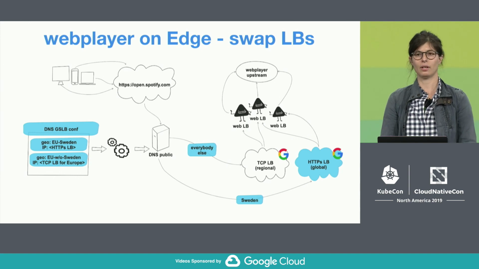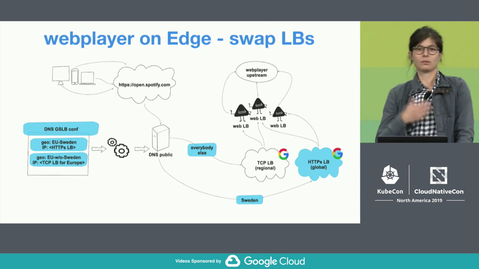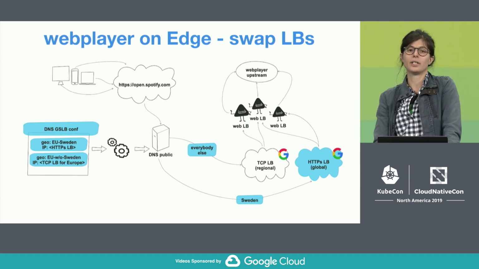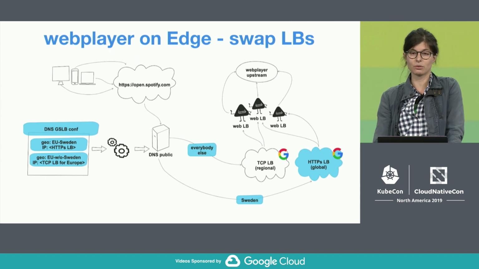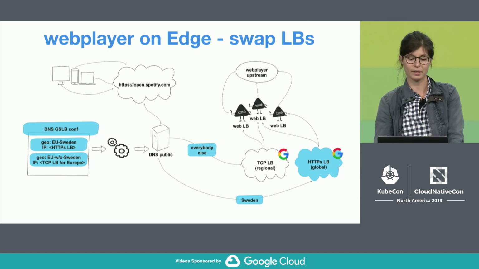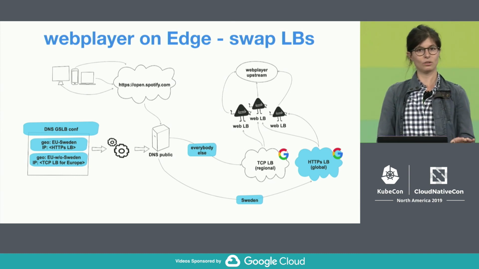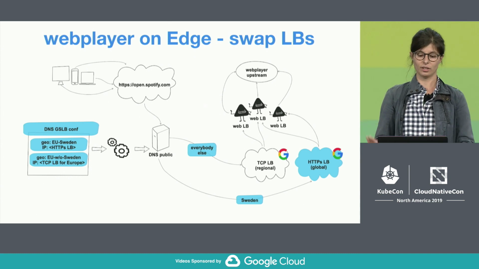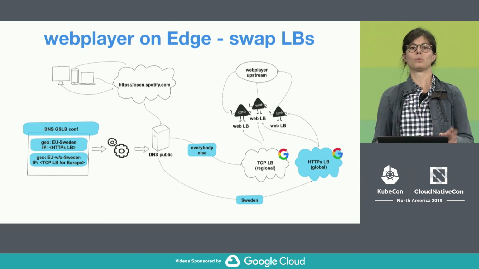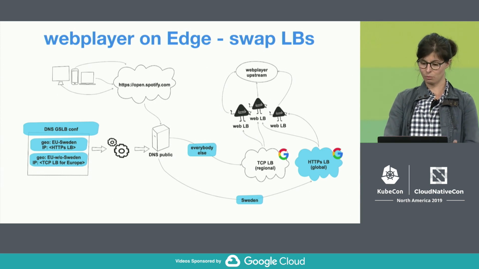We ran like this for a whole day, I believe, just to be on the safe side. And then once we felt confident, we updated once more the DNS GSLB configuration so that all the traffic would now resolve to the new HTTPS load balancer. So at this point, note that we still don't have any traffic going to Edge. What I just described was a preparatory step in that direction. So let's see what we did next.